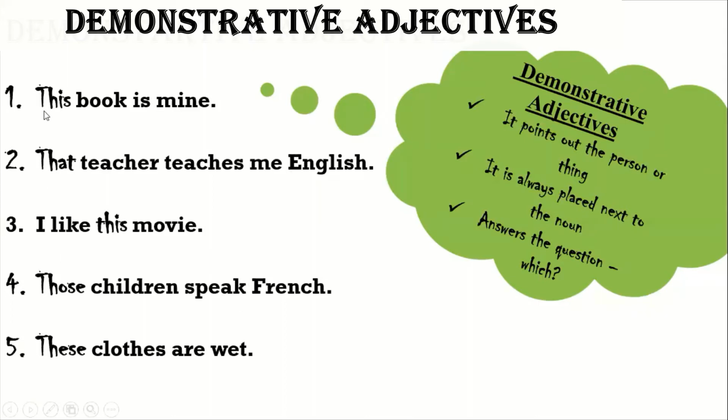So the first one is it always points out the person or thing. Second thing, it's placed next to the noun. See, this is the noun. It is always next to the noun, no other word should be there in between these two. Okay, next, it answers the question which, as I read out all the questions that will come from this. Whichever questions you ask, you can answer it. So it is called demonstrative. Demonstrative, always remember, you demonstrate and show, you point out and show, that is demonstrative adjectives.